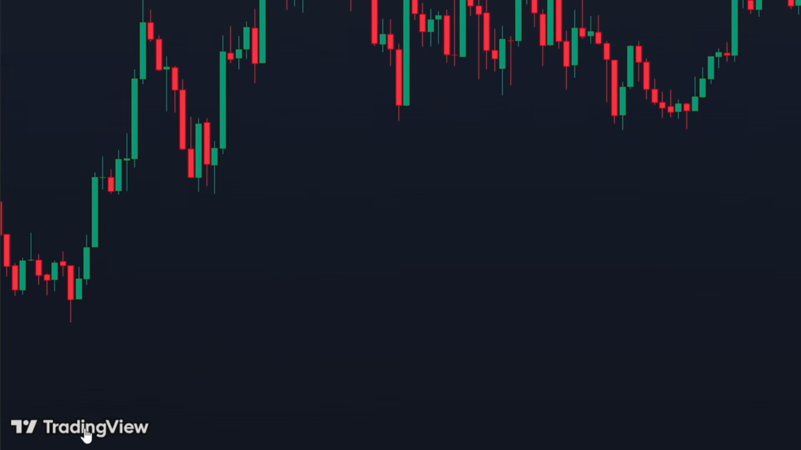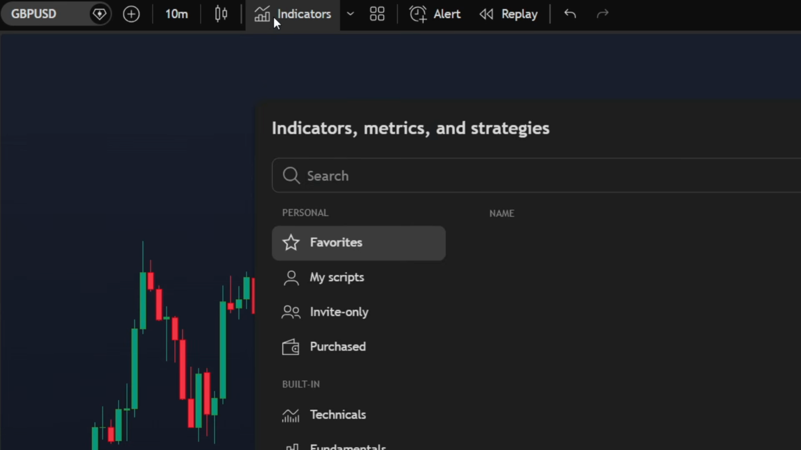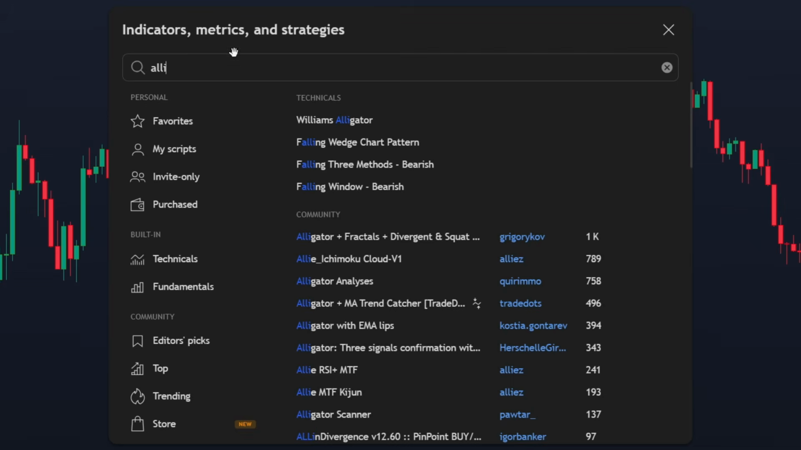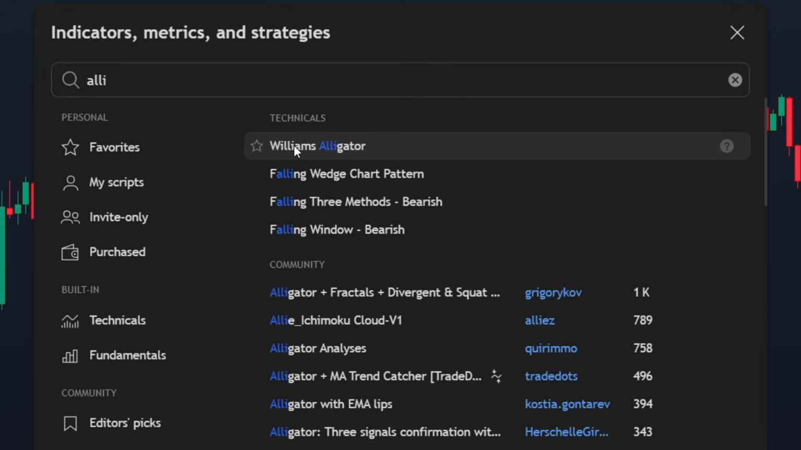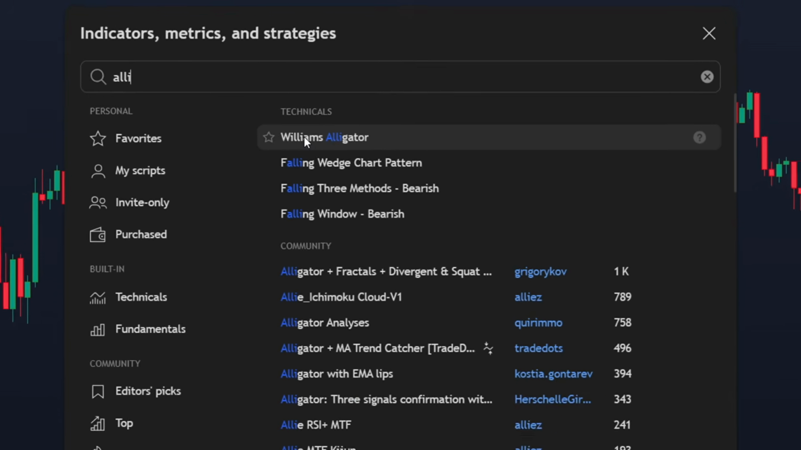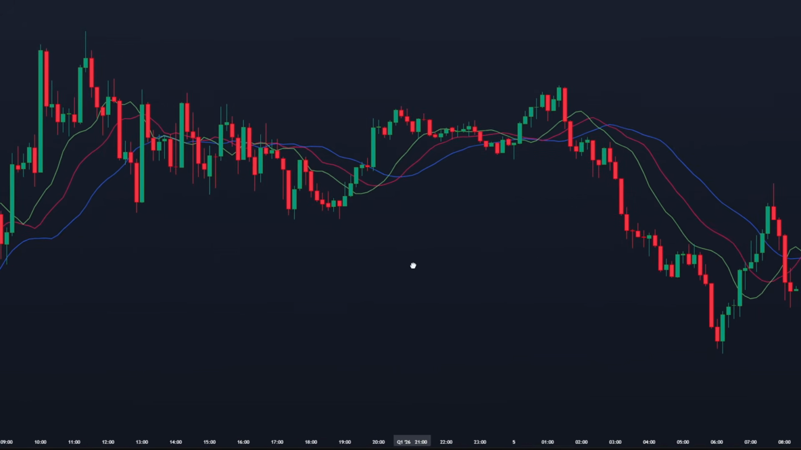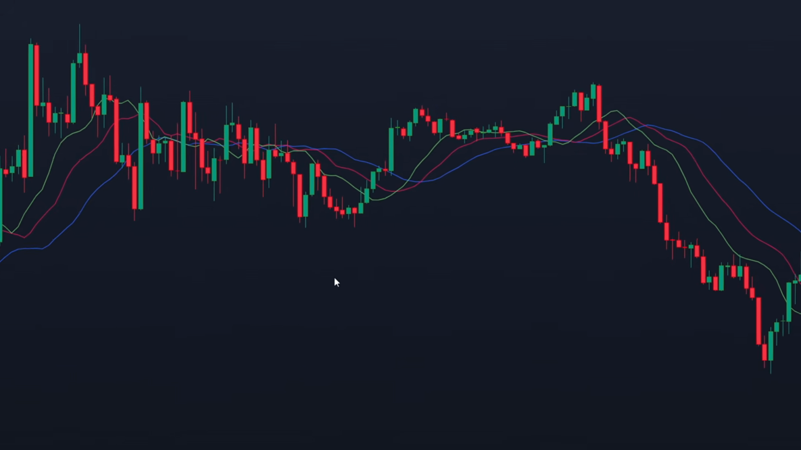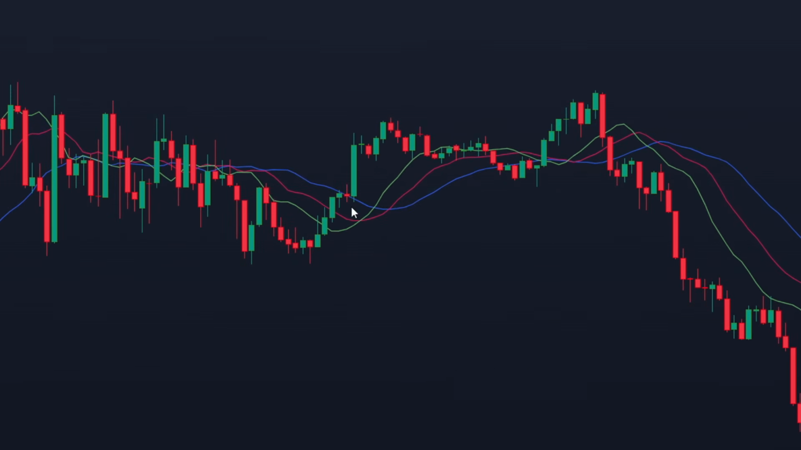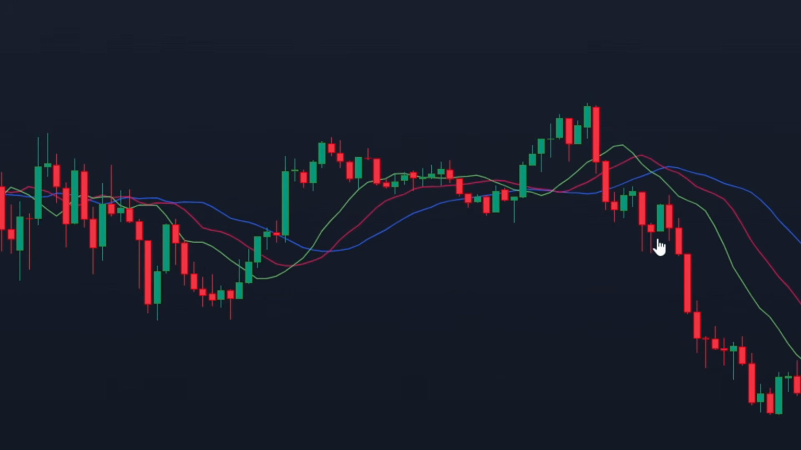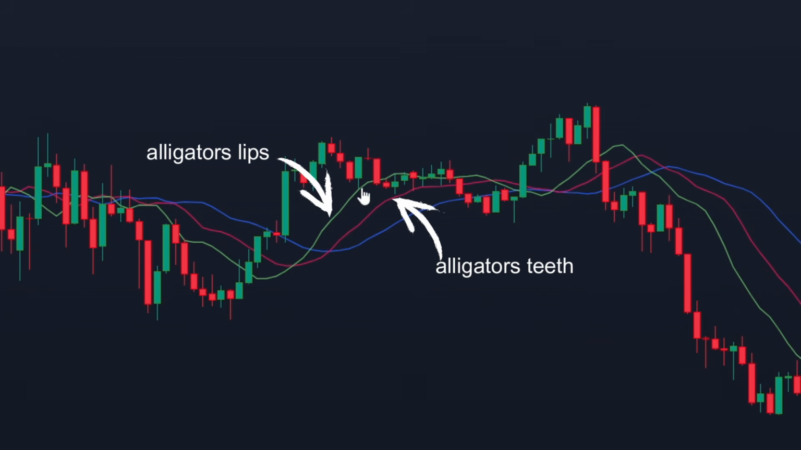Now let's jump onto the TradingView platform. The first thing we need to do is click on the Indicators section. And here, search for alligator. From the results, select Williams Alligator, which is the built-in version of the indicator on TradingView. Once we add it to the chart, you will see that the indicator is plotted directly on the price chart. This indicator consists of three different lines. The green line is called the alligator's lips, the red line is called the alligator's teeth, and the blue line is called the alligator's jaw.